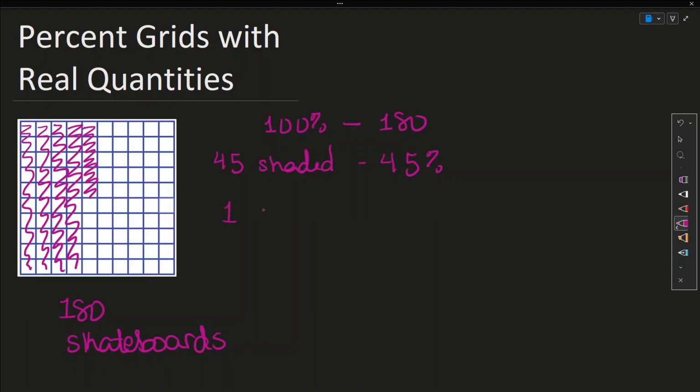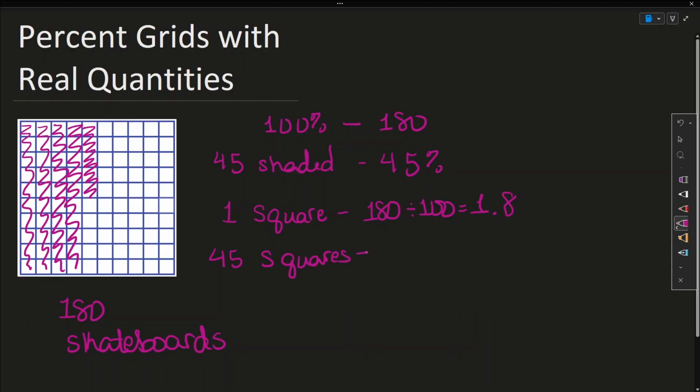First, we need to find the value of one square. The whole thing is 180. And there are 100 squares, so we divide 180 by 100 to get 1.8. So each square represents 1.8 skateboards. So 45 squares will be 45 times 1.8, or 81. So 45% of 180 skateboards is 81 skateboards.